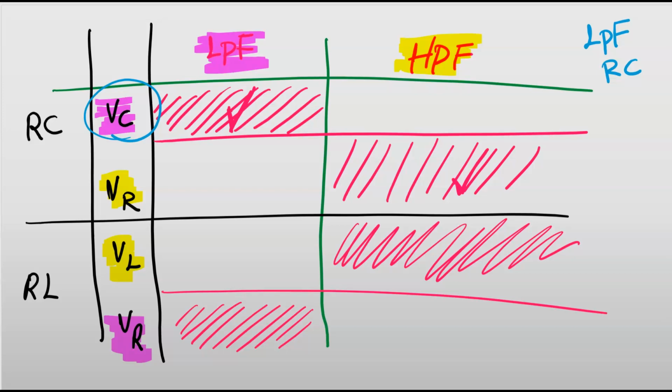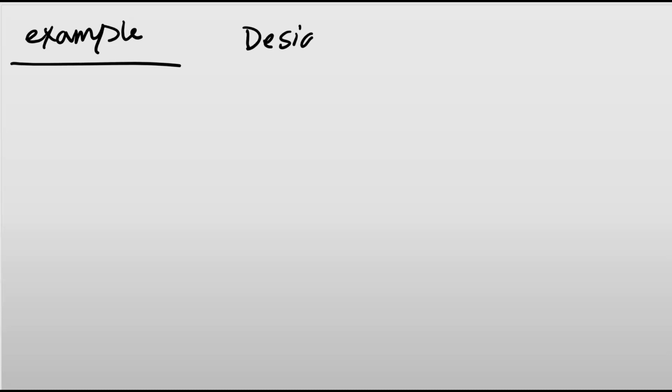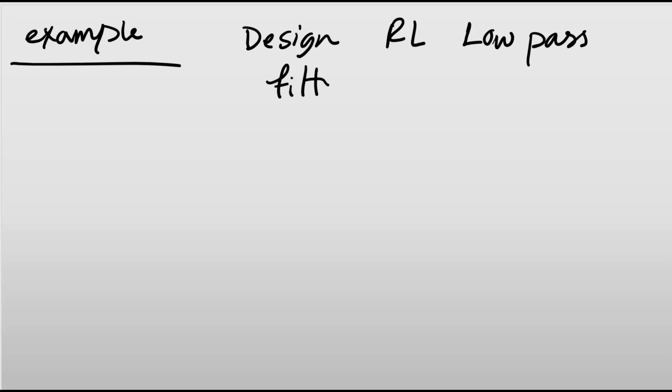Okay, now let's do a very quick design example here. So this is an example. Let's assume that we want to design an RL low pass filter with a cutoff frequency equal to 10 kilohertz.